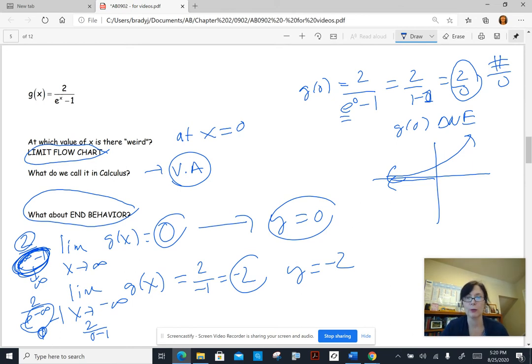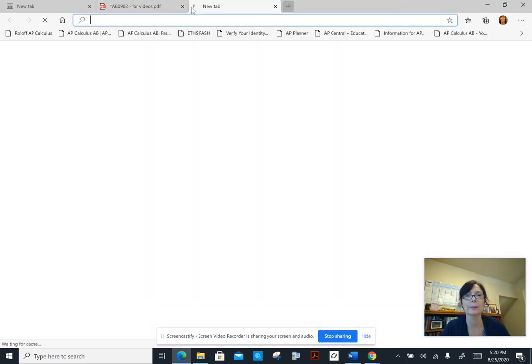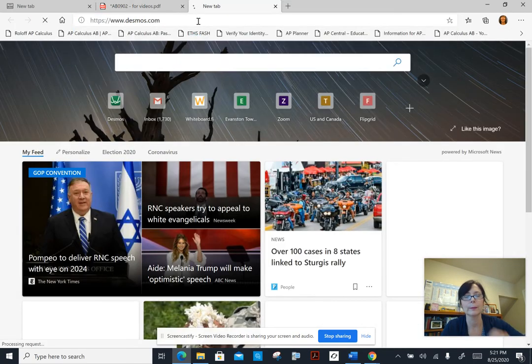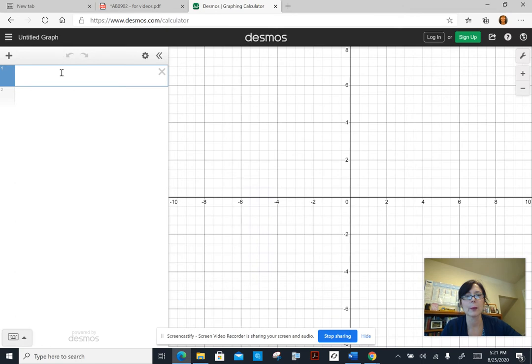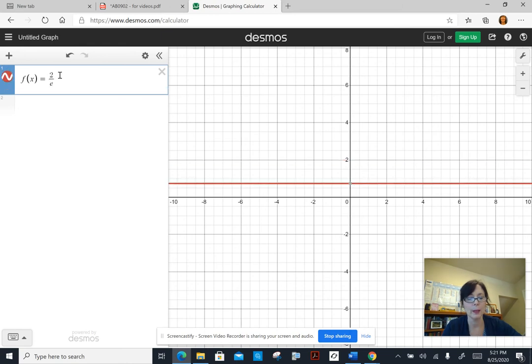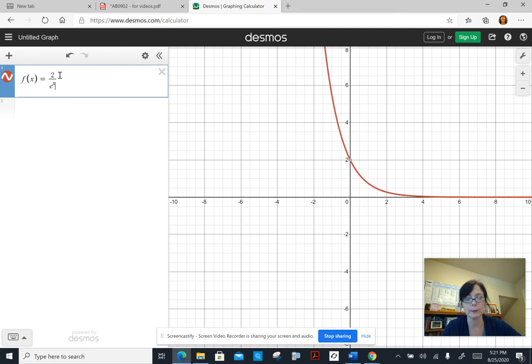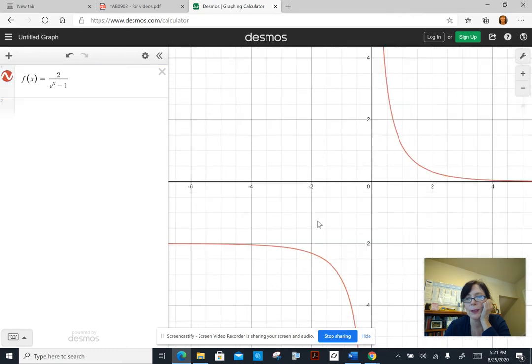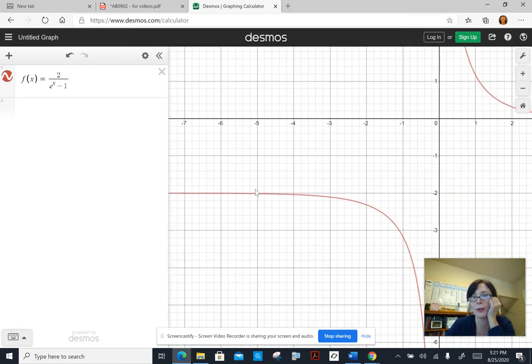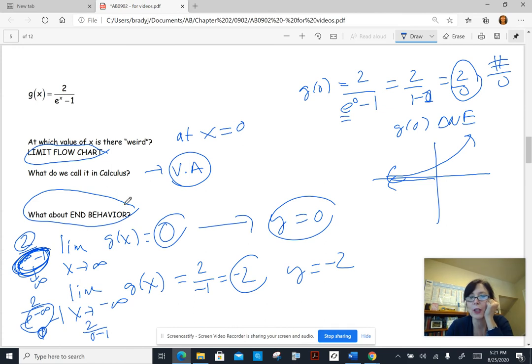I am going to go on Desmos real quick and show you what it looks like. I'm just going to graph f of x equals 2 over e to the x minus 1. You can see that this way it's leveling out at 0, and this way it's leveling out at negative 2. But the thing is, they won't ask you those questions with a calculator, so you really need to know that you have to use this limit definition. End behavior, horizontal asymptotes. Let's go with these limit behaviors. All right?